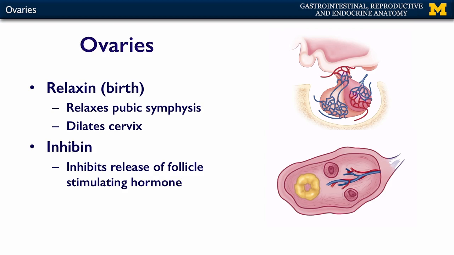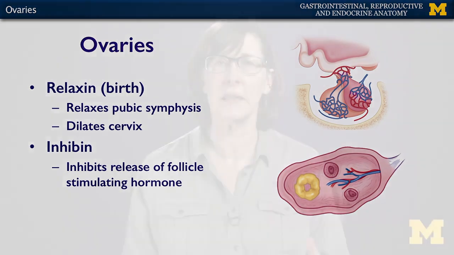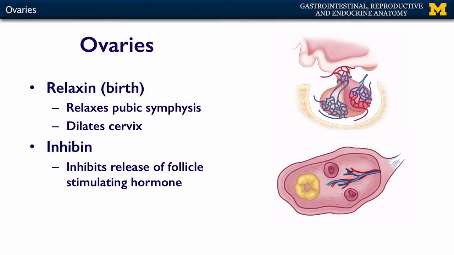The other two hormones that are secreted by the ovaries are relaxin and inhibin. Relaxin is secreted during the birth process and helps loosen up the pubic symphysis to allow the pelvis to open up just a little bit to allow the baby to exit more comfortably. It is also important for dilating the cervix to allow the baby to be born. And inhibin, secreted by the ovary, inhibits the release of follicle stimulating hormone from the pituitary.